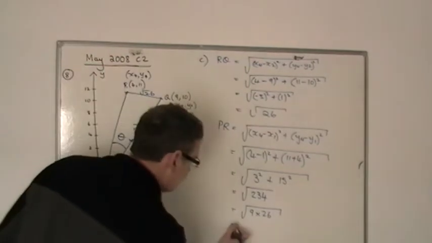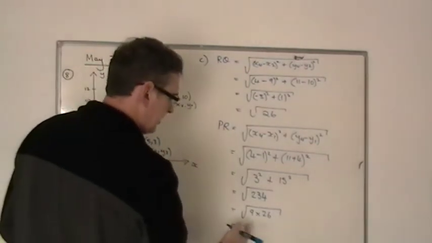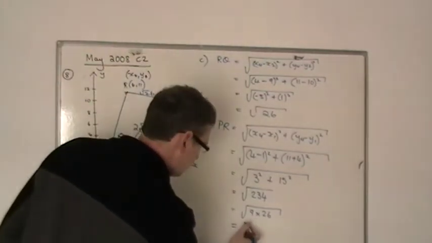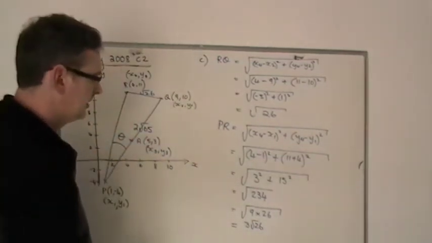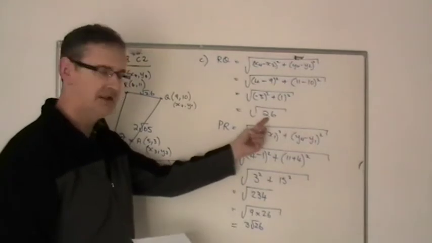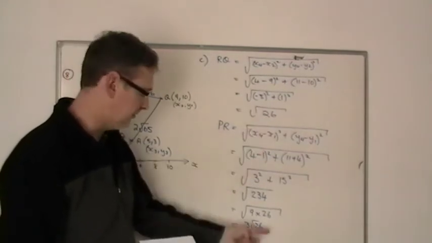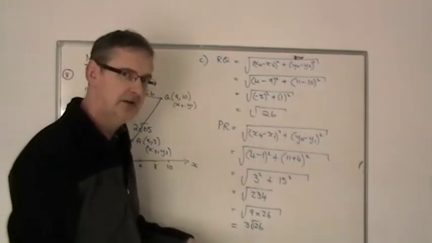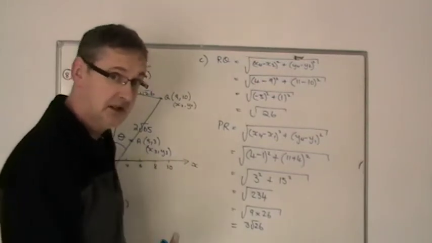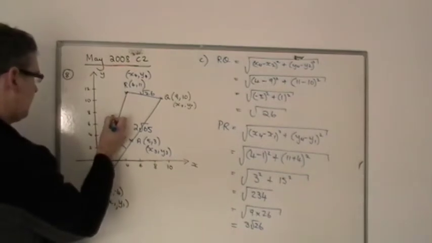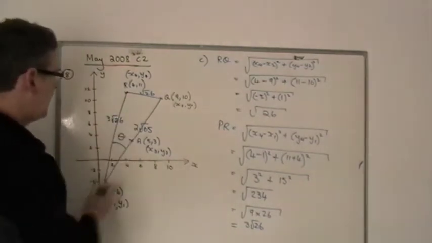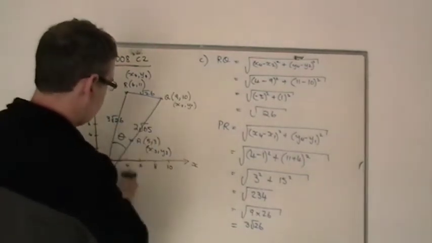Okay, and therefore that will be the same as root 9, root 26, which is 3 root 26. And that obviously is similar to that figure. They're both root 26s. Always look out for that because it can help in the simplification that comes later, possibly. So in this picture, I know that that is 3 root 26. I now know all three sides of that triangle.